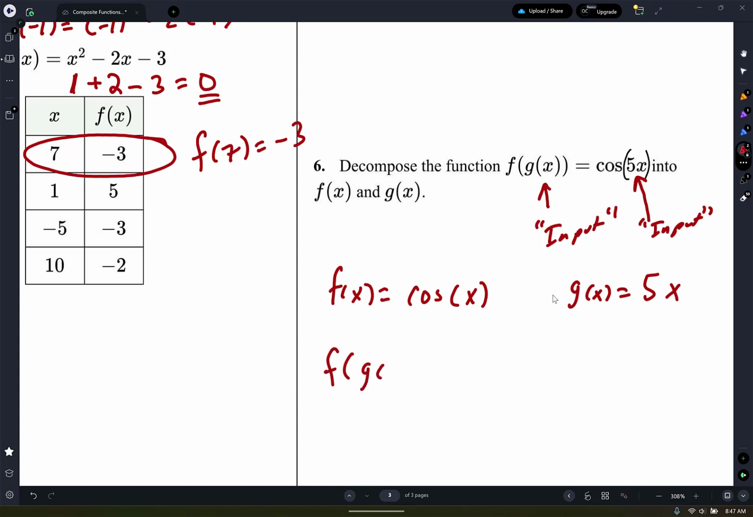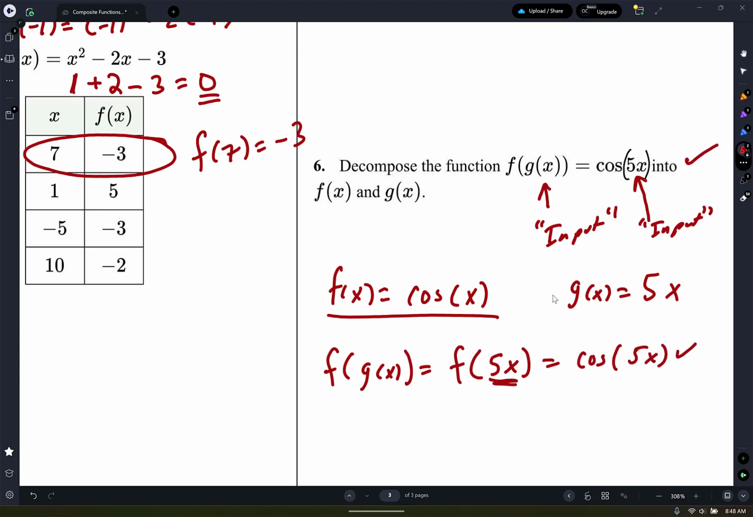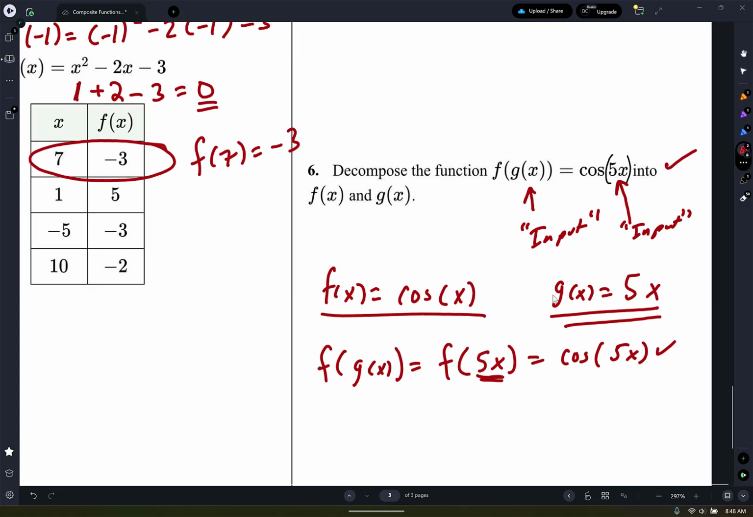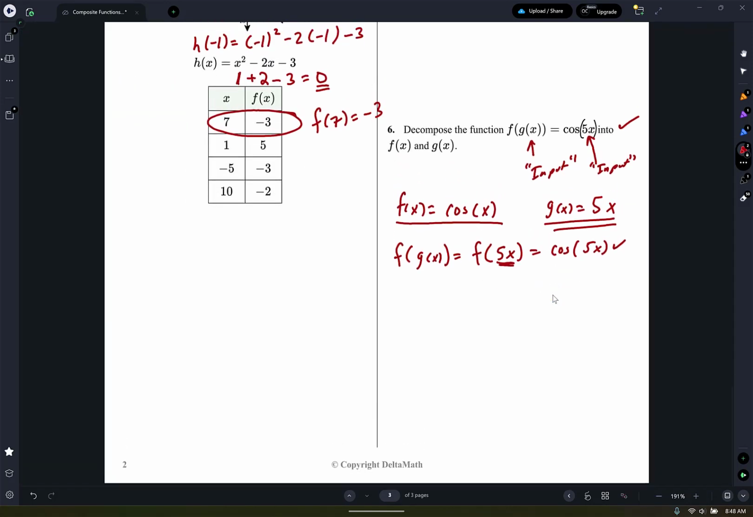f of g of x equals f of 5x. And we already said that f was cosine x. So wherever there's an x, I'm going to insert 5x. Cosine of 5x. Look at that. It works. It is the same. So f of x is cosine x and g of x is 5x. Did that make sense, guys? All right. I think that's it.